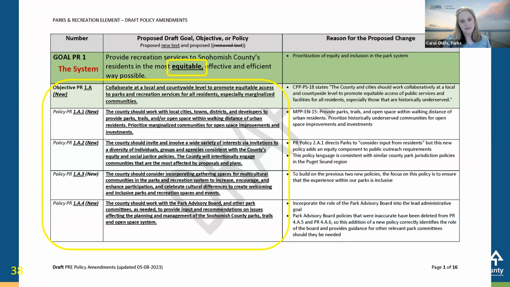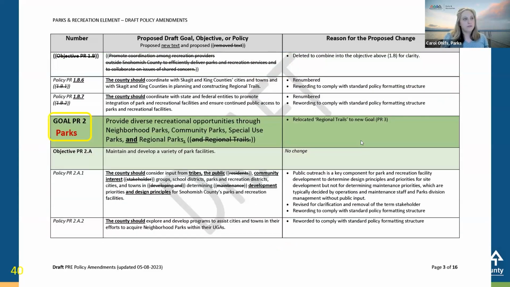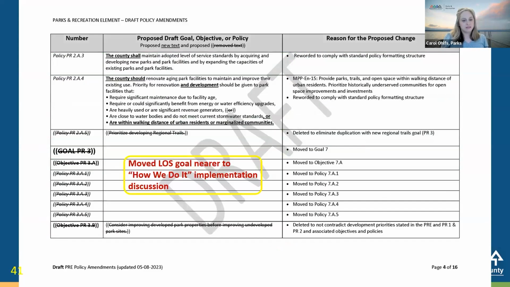It also explains diverse public outreach priorities and input on park development, multicultural gathering spaces, and utilizing recommendations from the park board to implement these systemic improvements. The second objective and policies just bump down a level and focus on coordination across jurisdictional boundaries to provide recreation opportunities. Goal 2 focuses on parks. Goal 3, the old goal 3 was about level of service, but it got moved down to the later section of the PRE to fit in with the other implementation goals.